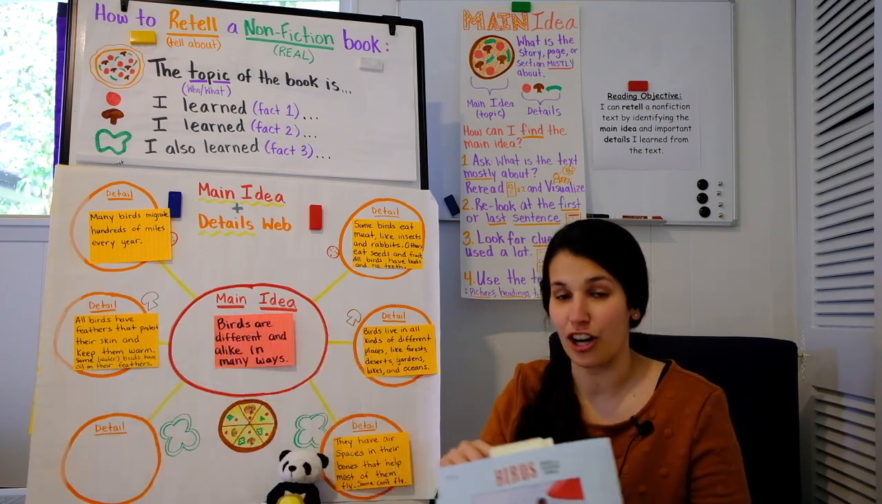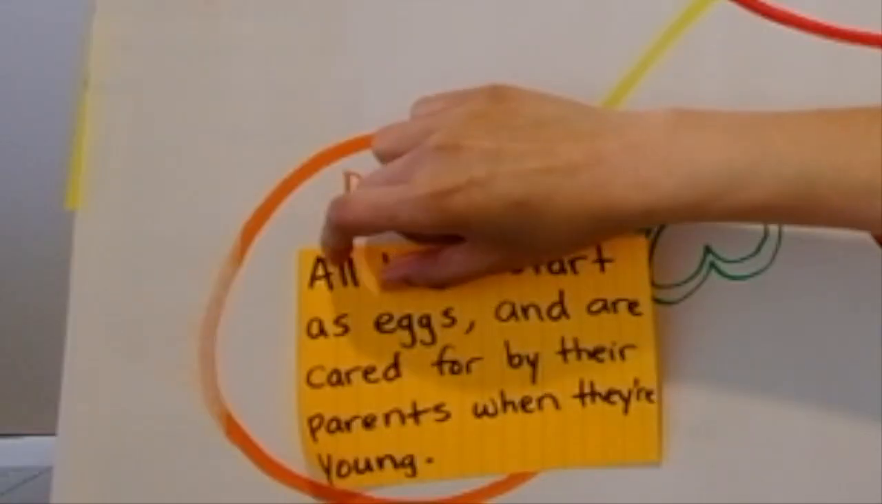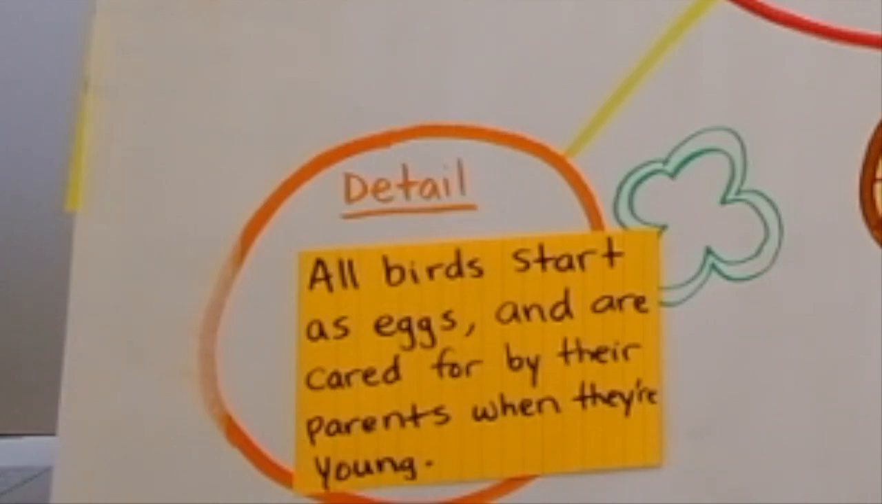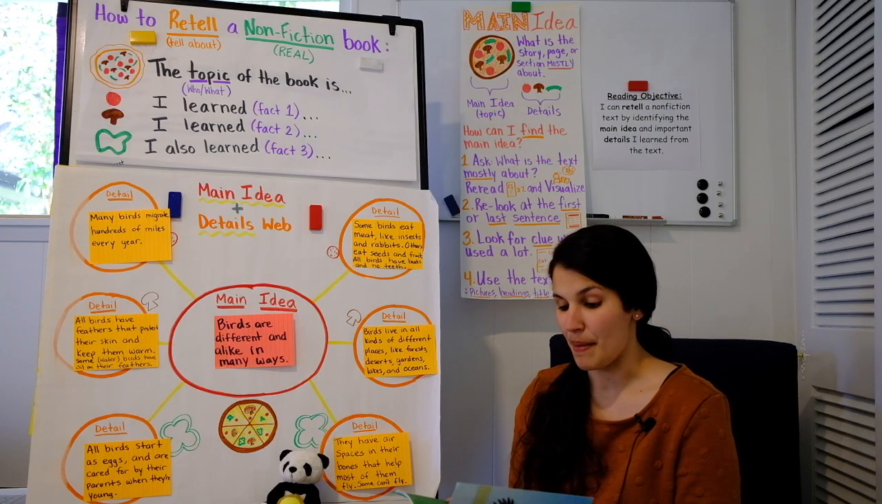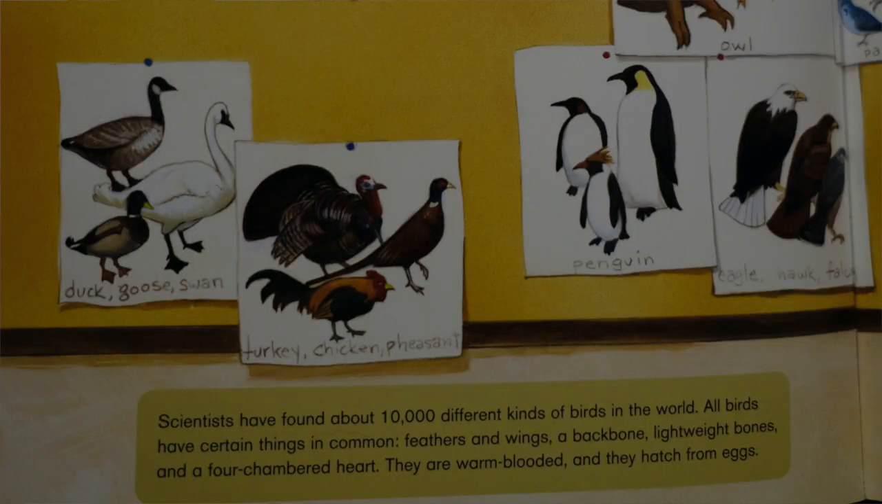And finally, our last detail was: all birds start as eggs and are cared for by their parents when they're young. I remember in the beginning of the book, it had said that even though there's 10,000 different kinds of birds in the world, all of them have certain things in common. Feathers and wings, which we talked about, a backbone, lightweight bones, we talked about their bones, and a four-chambered heart. They are warm-blooded and they hatch from eggs.